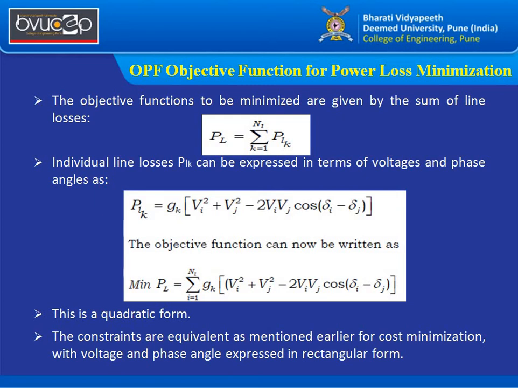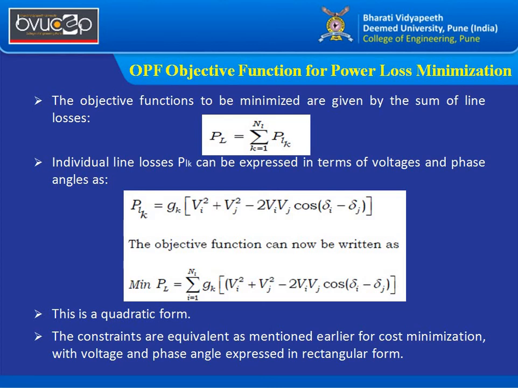So I am defining it in the form of function GK VI GK, which is going to be function of the bus voltage magnitude and the angle corresponding to it, Vi square plus Vj square minus 2 Vi Vj cos del I minus del J. So it is again a form of the second order equation.